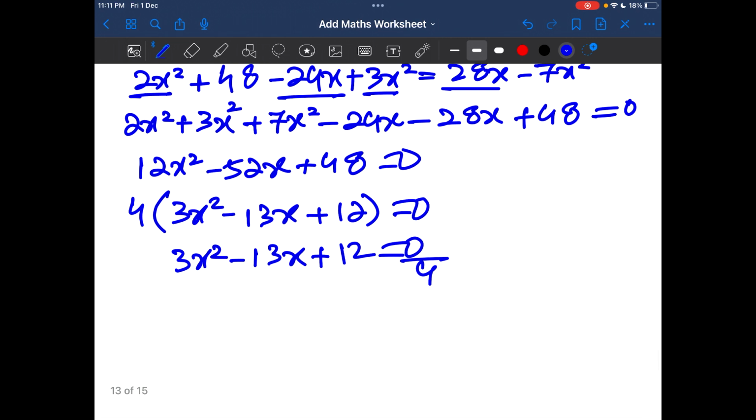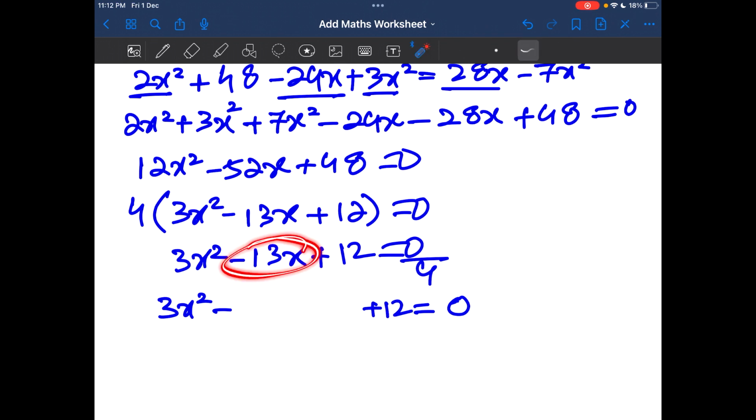4 divided by 0, 0 divided by 4 is 0. Now you have a chance to break the middle term. Can you break the middle term over here? Can you break this minus 13 into any of the expression? See, 12 3s are 36. So are there any number which we can break?